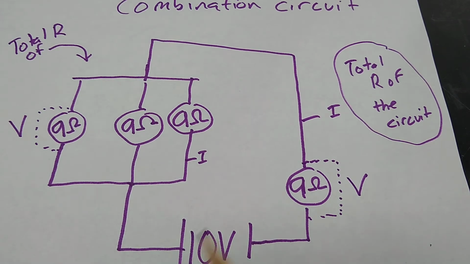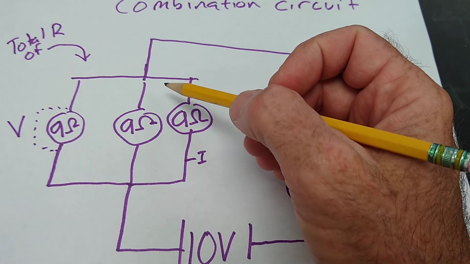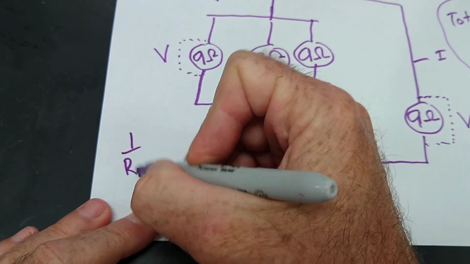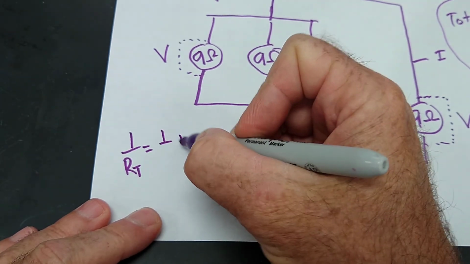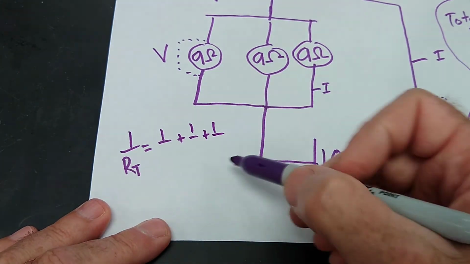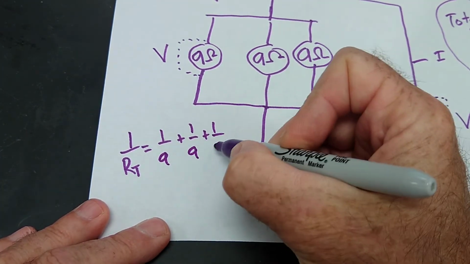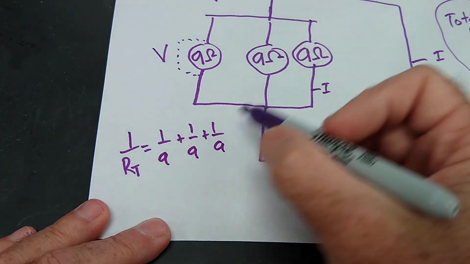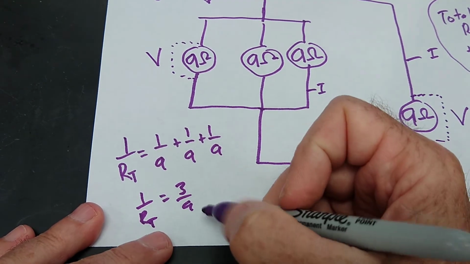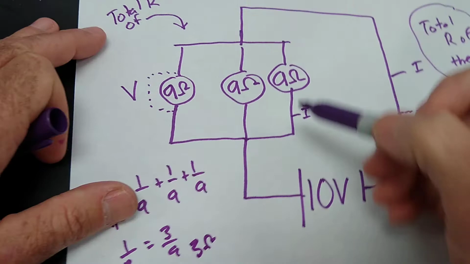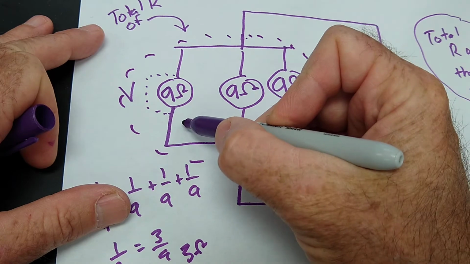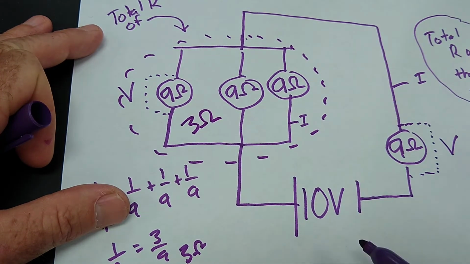Let's solve it. The total resistance of this circuit is going to be this formula. In a parallel circuit, 1 over RT is 1 over R1, plus 1 over R2, plus 1 over R3, etc. So it's going to be 1 over RT is equal to 1/9 plus 1/9 plus 1/9. We add that up, we get 3/9 is equal to 1 over RT. Flip that over, 3 ohms. So this whole thing right here acts like one 3-ohm resistor.